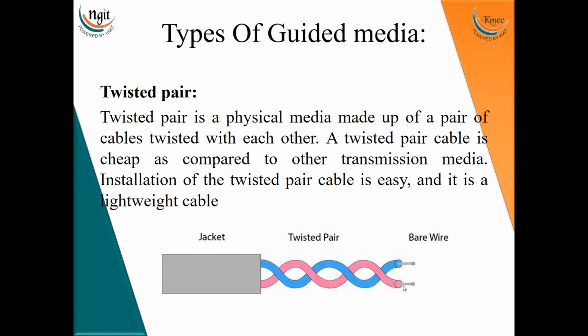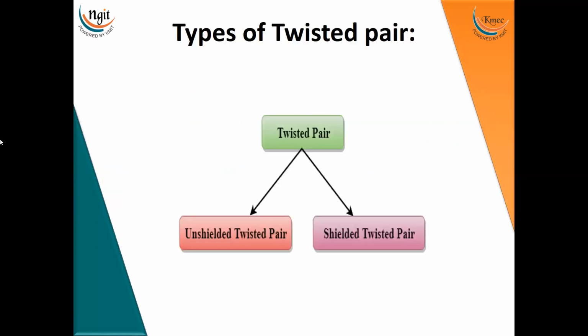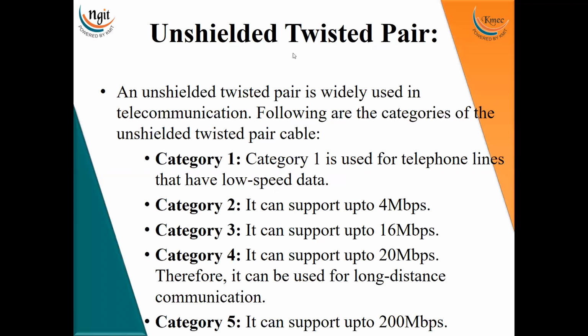There we can see a bare wire covered with plastic. Okay. And next, what are the different types of twisted pair? Here we have unshielded twisted pair as well as shielded twisted pair. Unshielded twisted pair is mainly used for communications. Here we have different types of unshielded twisted pair.